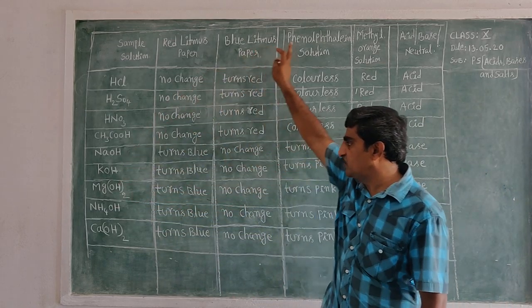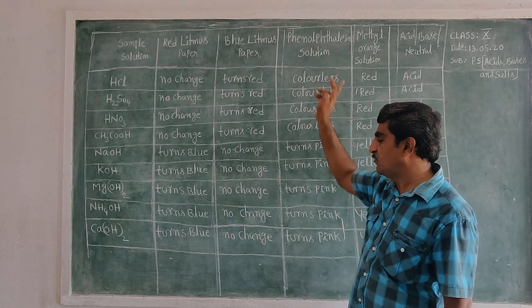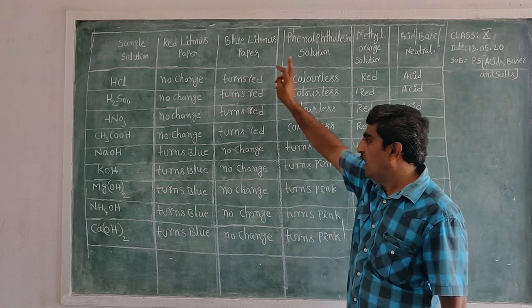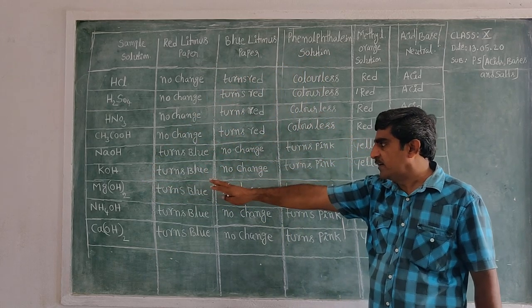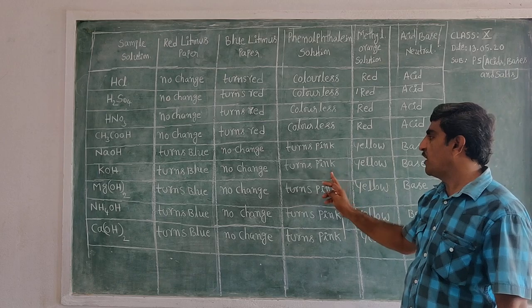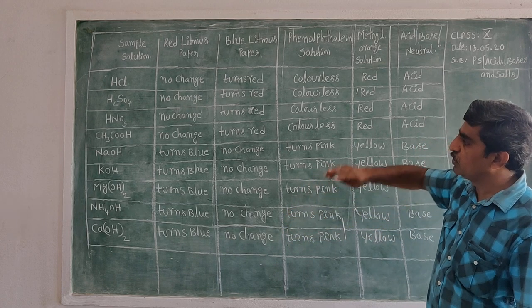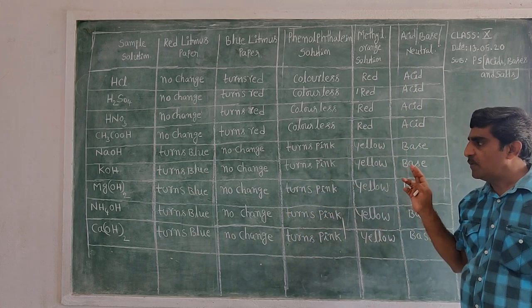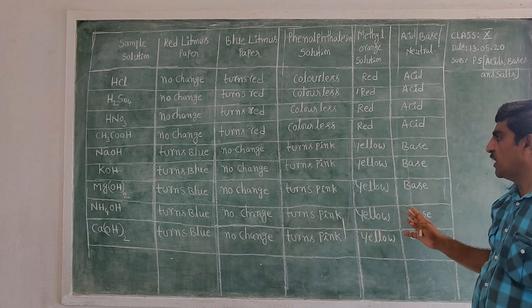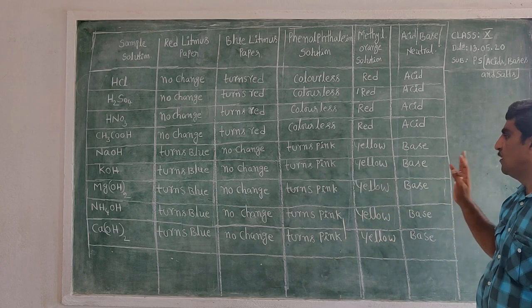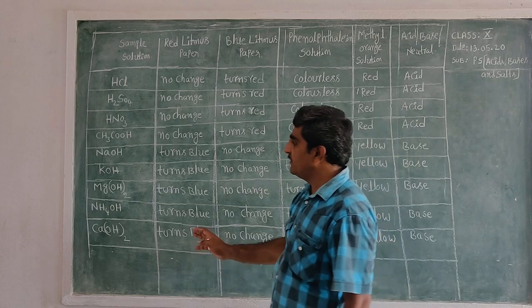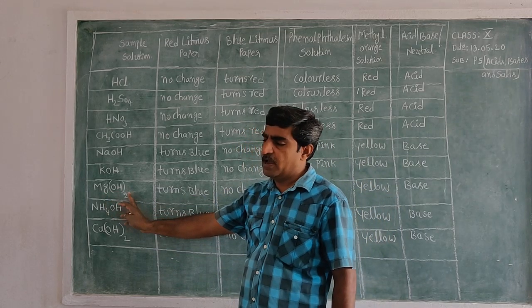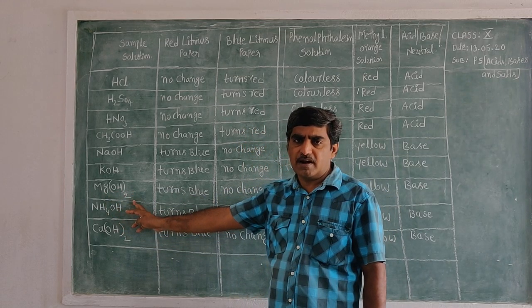KOH tested with phenolphthalein solution turns pink, and tested with methyl orange indicator turns yellow. Hence the given sample is a base. And another sample, magnesium hydroxide.